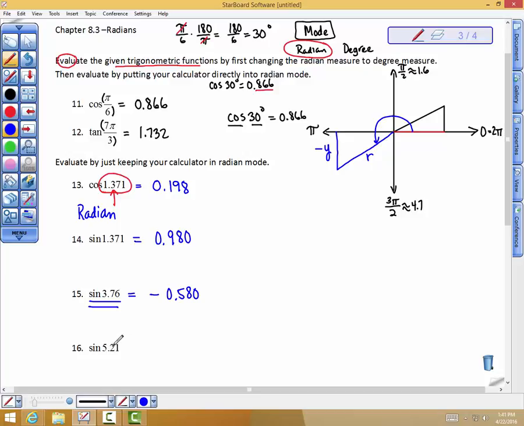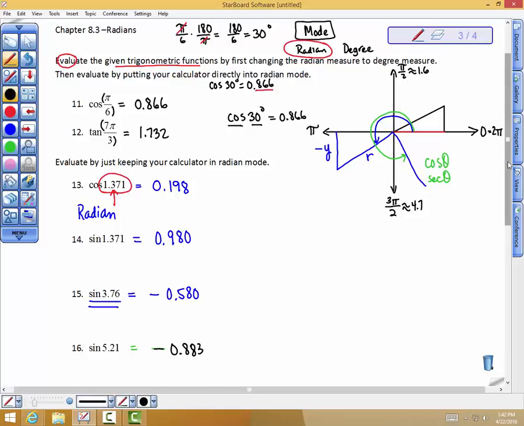Where is 5? Well, let's see. Here's 4.7. Here's 6.28. So now we're speaking about an angle right over here. And so we're talking about 90, 180, 270, maybe in the vicinity of 300 degrees. But bottom line, I'm not going to bother with the triangle. I just want to remind you that cosine and secant are the only positive trig functions in the fourth quadrant. This is sine, so I want to know if you get a negative answer for that. So go ahead and type sine 5.21 and tell me if you get a negative 0.883.